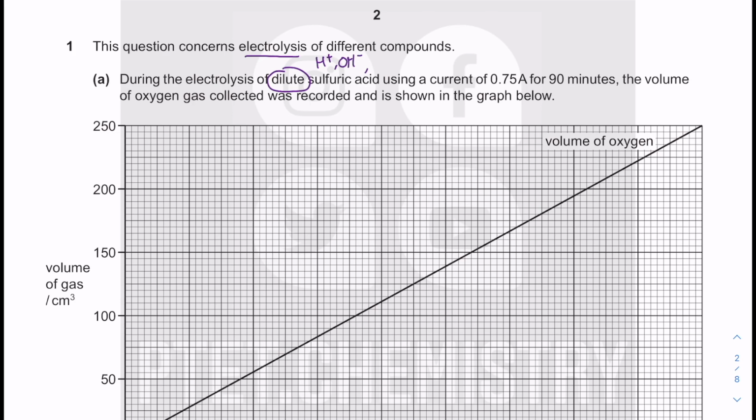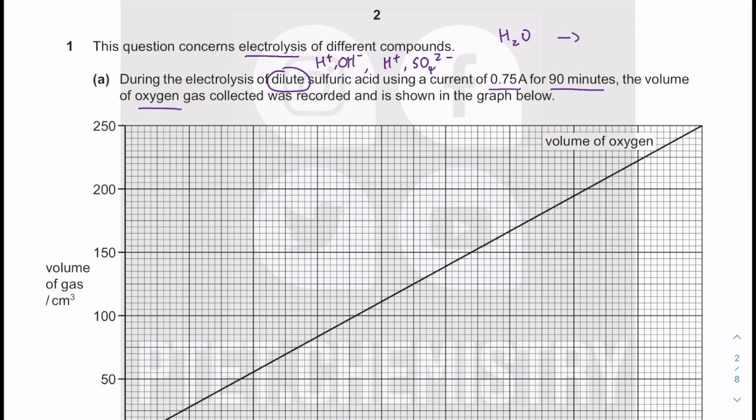If you have learned Kw, which is the water dissociation constant, you will know that whenever you have water, you have H+ and OH- as well. And then of course you have the contribution from the sulfuric acid itself. There's the H+ and SO4 2-. So you apply a current of 0.75 ampere. You apply for 90 minutes and you will get oxygen gas because this is an electrolysis.